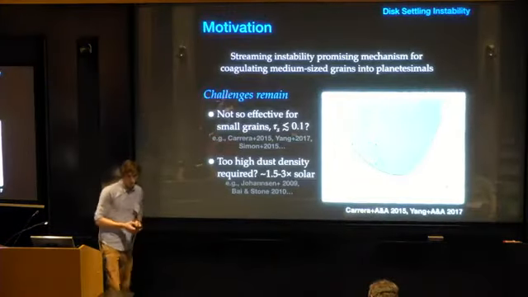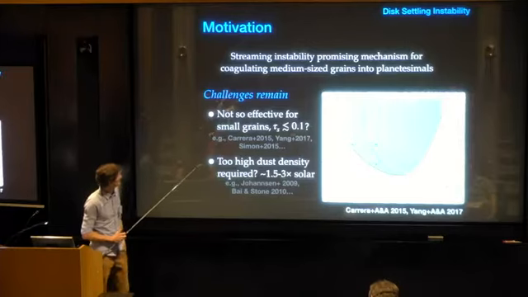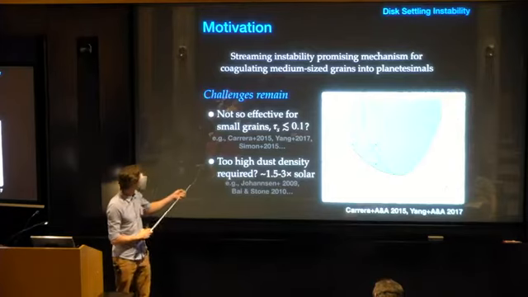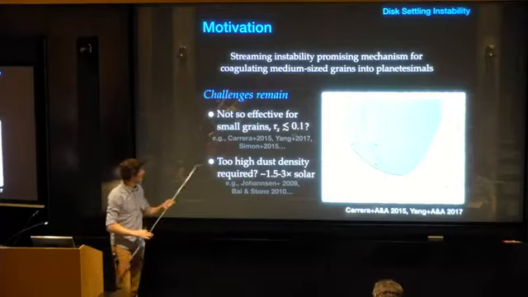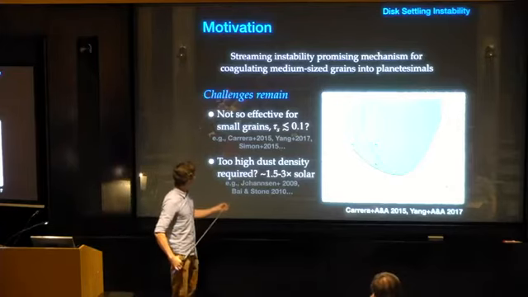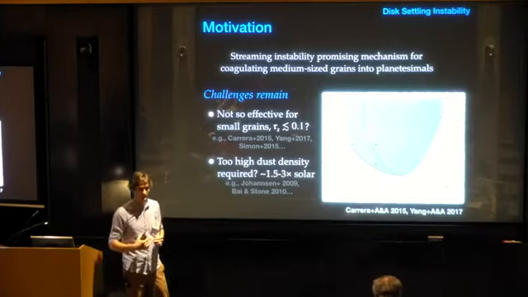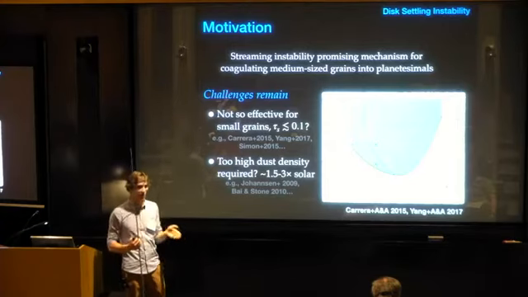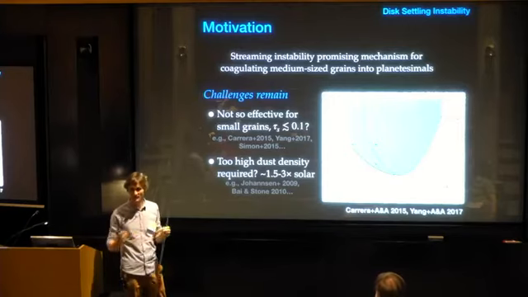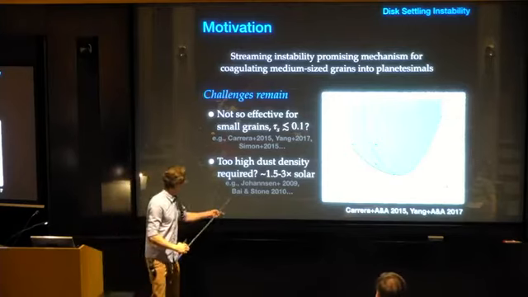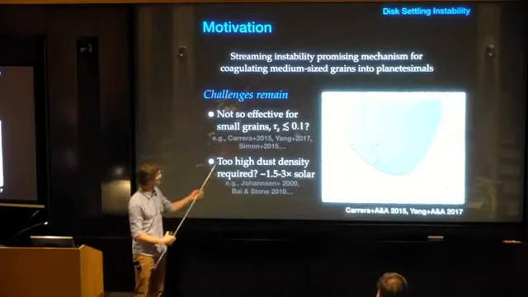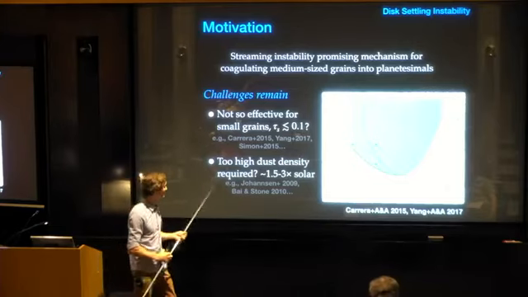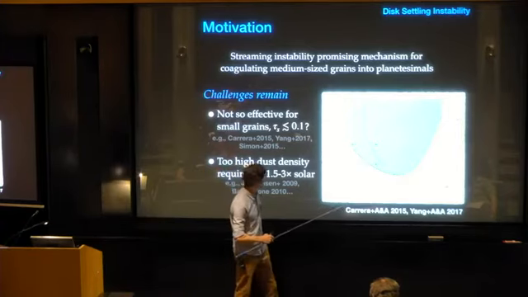So the motivation for looking into this: streaming instability is certainly a promising mechanism for forming planetesimals, but there are some challenges that we've heard about in this meeting. It doesn't work so well for small grains, and it seems to require higher dust density than solar would be predicted from the minimum mass solar nebula or something. And that probably gets a lot worse with some of the stuff we heard in Martin's talk yesterday. If you have a spectrum of grains, these problems likely get a lot worse, but we can ignore that for the moment, except to say that it's not obvious that the streaming instability is an easy mechanism to form planetesimals.